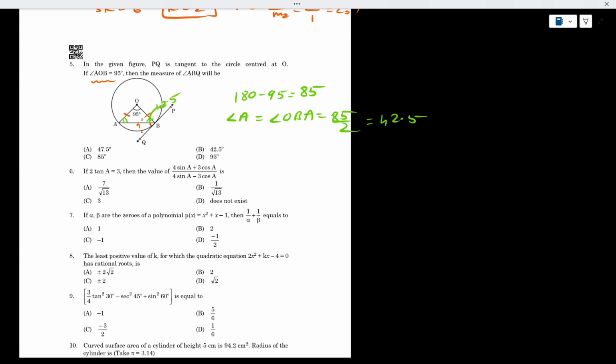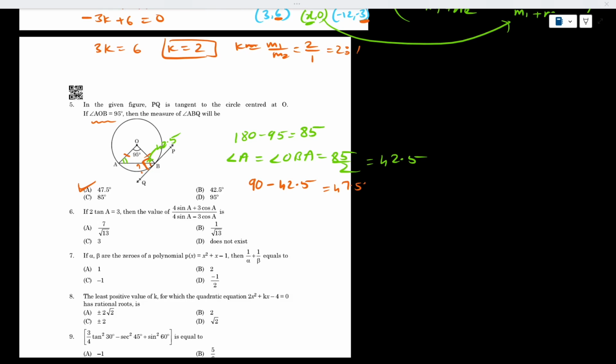And one more property you should remember, tangent is always perpendicular to the radius. So total is 90. To get the answer, we can do 90 minus 42.5 degrees here. And so the answer is going to be 47.5 degrees. So what is the answer here? Option number A is your right option. What is the next question here?